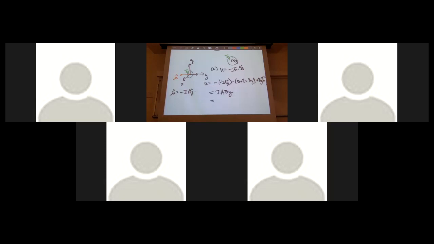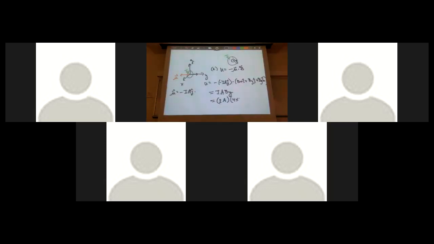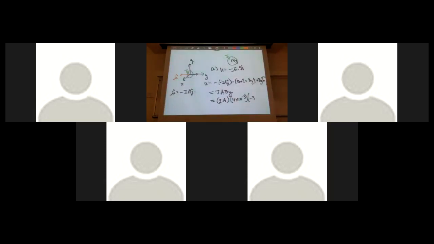Okay. Plug in our numbers. This was then 2 amps is the current times the area, where the area is equal to 4 times 10 to the minus 3. So this is 4 times 10 to the minus 3 times the magnetic field component, where By was equal to negative 3 millitesla. So this is minus 3 times 10 to the minus 3. Because that negative sign is going to then make it a negative.